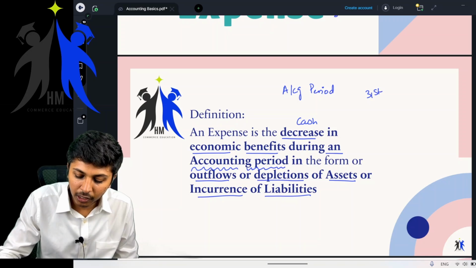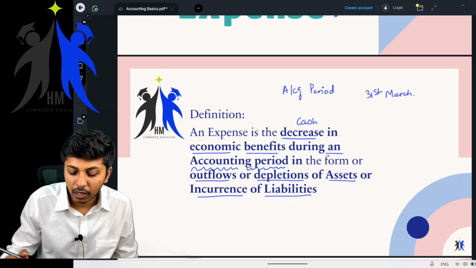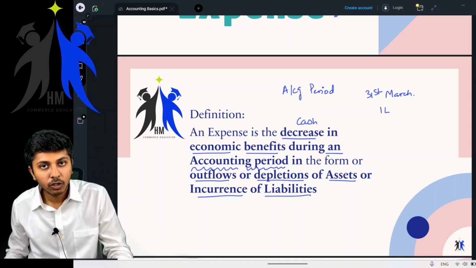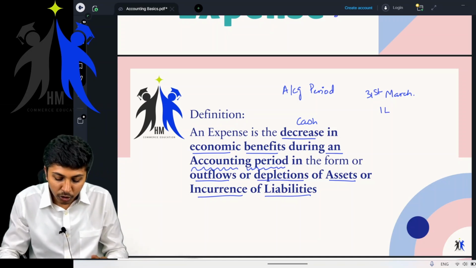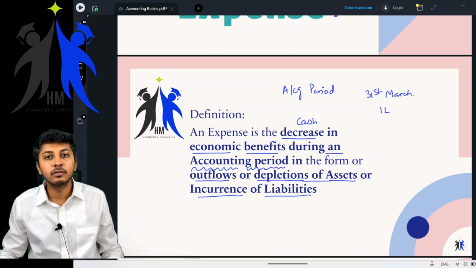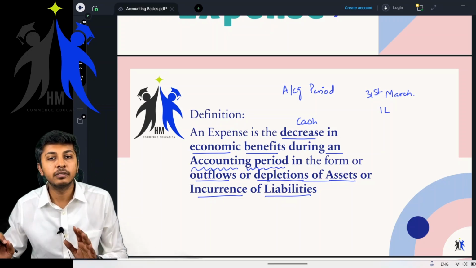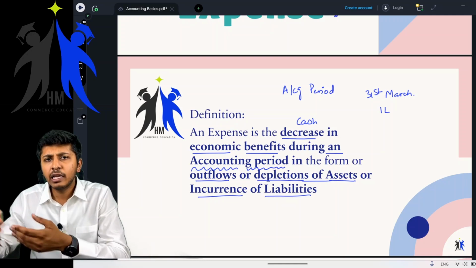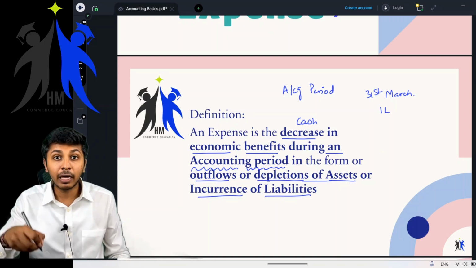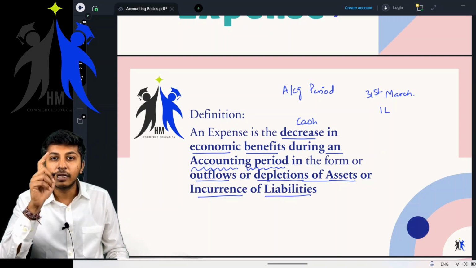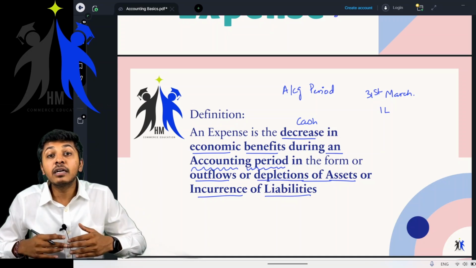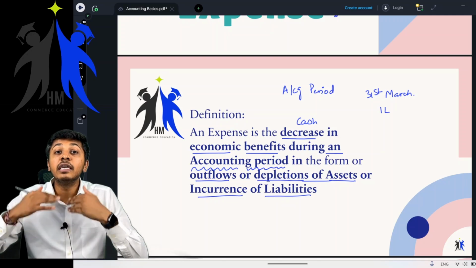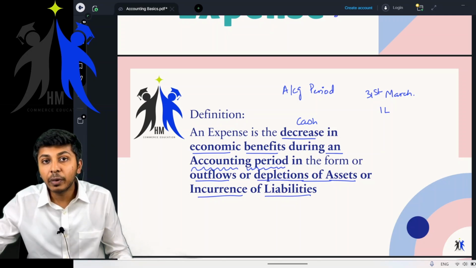On 31st March, I had to pay salary of say 1 lakh. Have I paid? No, I have not yet paid. If I had paid, my depletion of asset would have happened. But I have not paid. I am yet to pay. I'll pay in the next 4-5 days. But as on 31st March, I'll prepare the balance sheet. So I will show salary as my expense and I have incurred a liability. I have not depleted my asset yet, but I have incurred a liability. I will have to pay them.